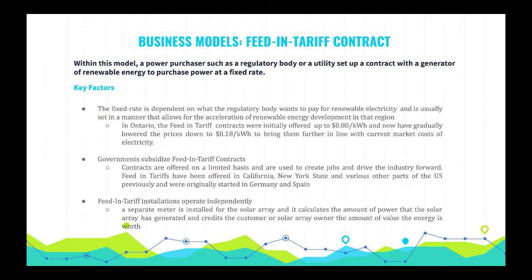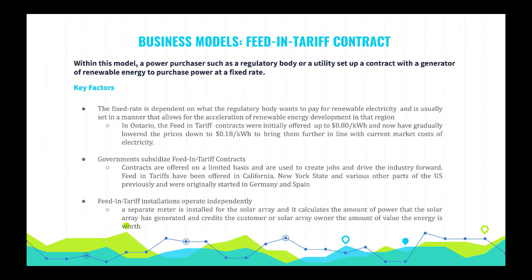So even though they have some part of their energy infrastructure coming from expensive solar contracts, in the long run it will be okay because due to the innovation, it will force the price down, right? Now, the contracts are offered on a limited time basis and are used to create jobs and drive the industry forward. Feed-in tariffs, as I mentioned, have been offered in California, New York State, and various parts of the US previously, and were originally started in Germany and Spain.